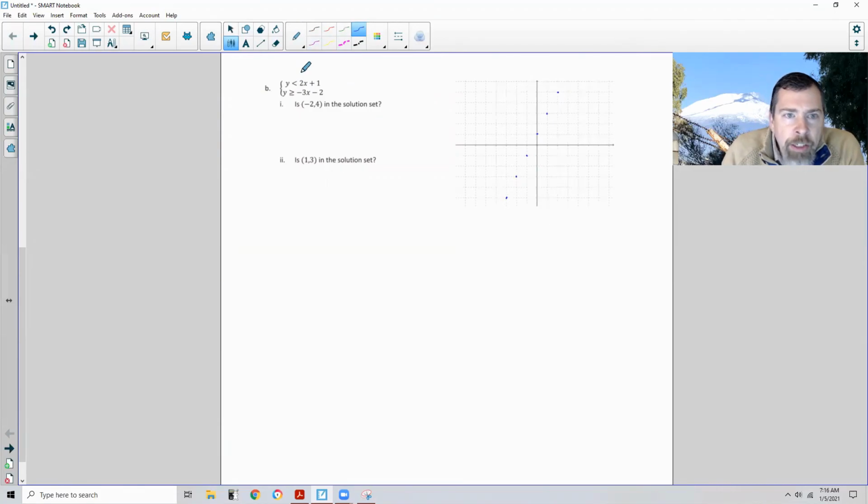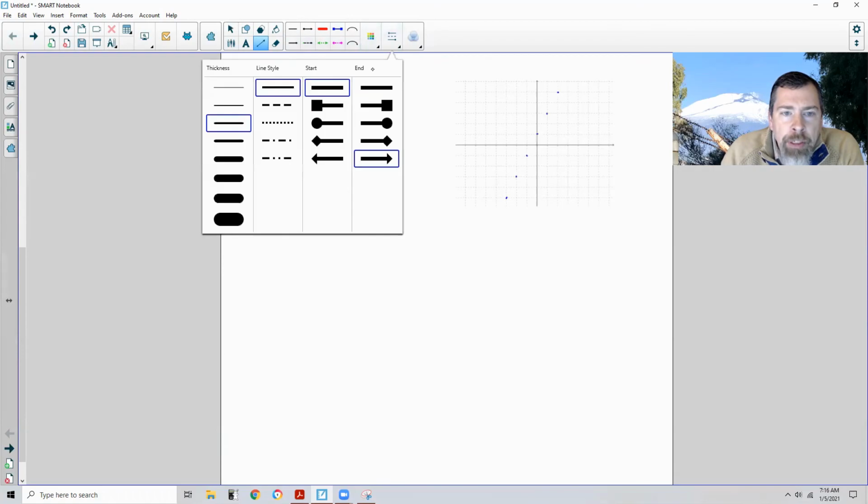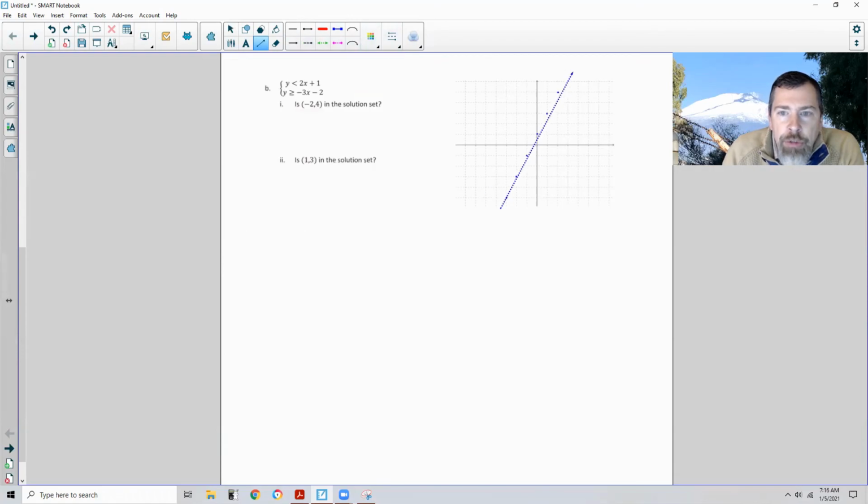It is not an equal sign, so I want a dashed line. So I'm going to choose a line. I'm going to make it blue. I'm going to make it thinner, and I'm going to make it dashed because it does not include the points on it. Okay, so there is my line, y less than 2x plus 1. So it's dashed, and we're going to shade below.